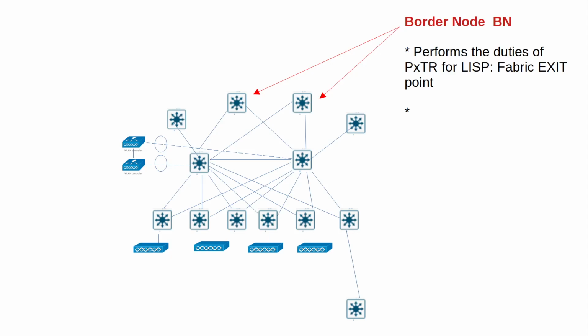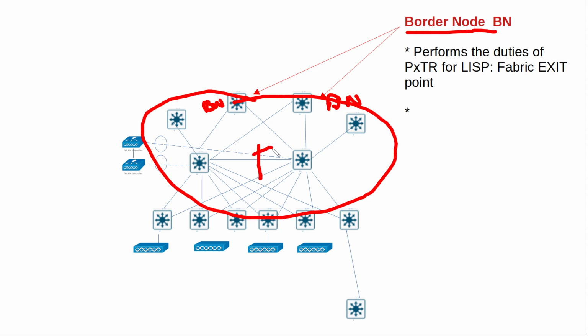Let's continue talking about fabric device roles. In this case, we're going to talk about the border nodes. The border nodes are these devices here, and the border nodes are the exit point of my fabric. So I will connect non-fabric networks to my fabric, and even I can connect other fabric networks to my fabric through the border nodes.